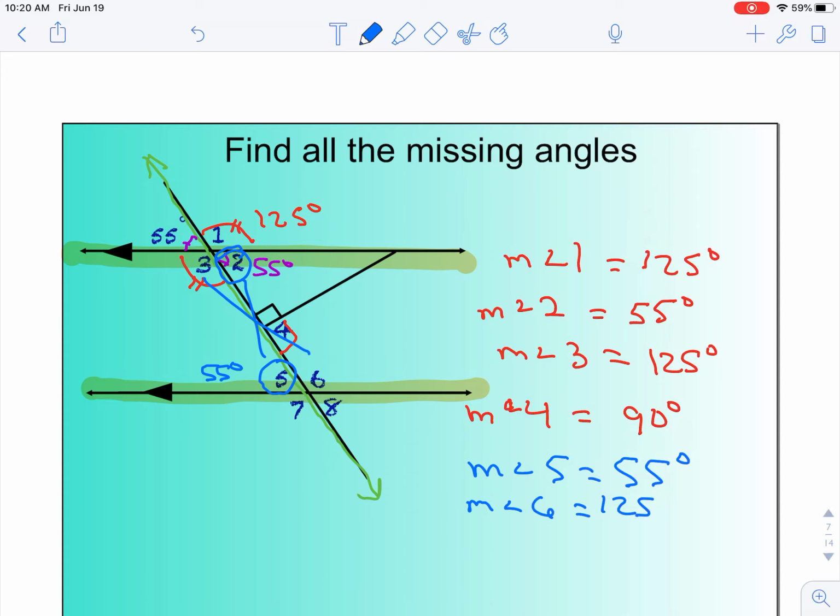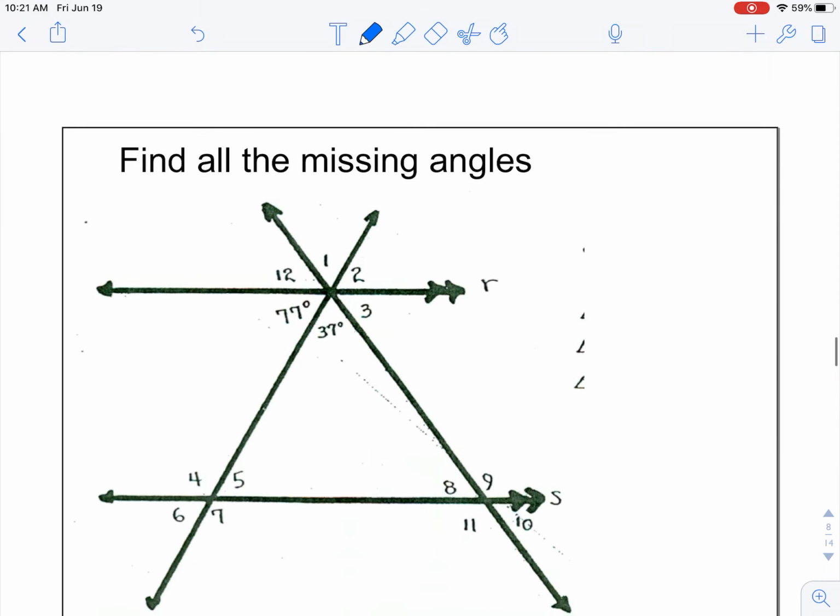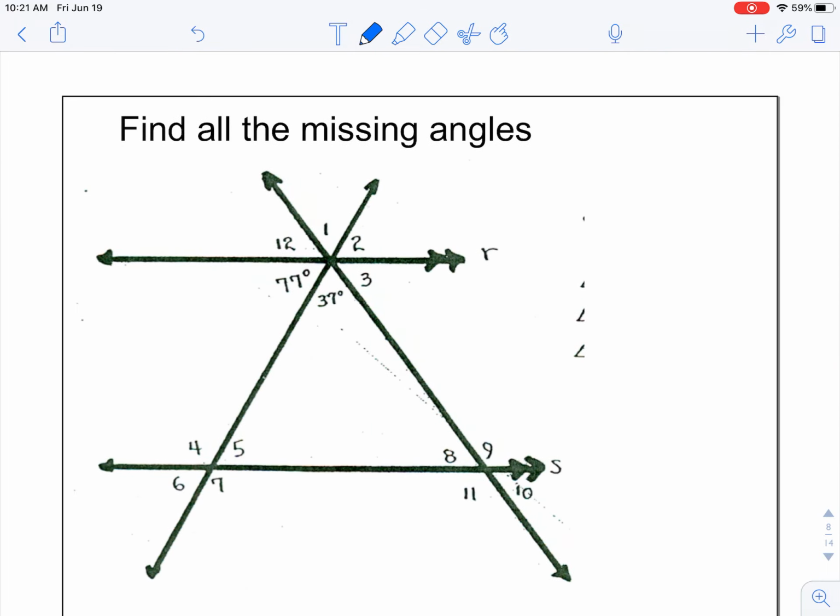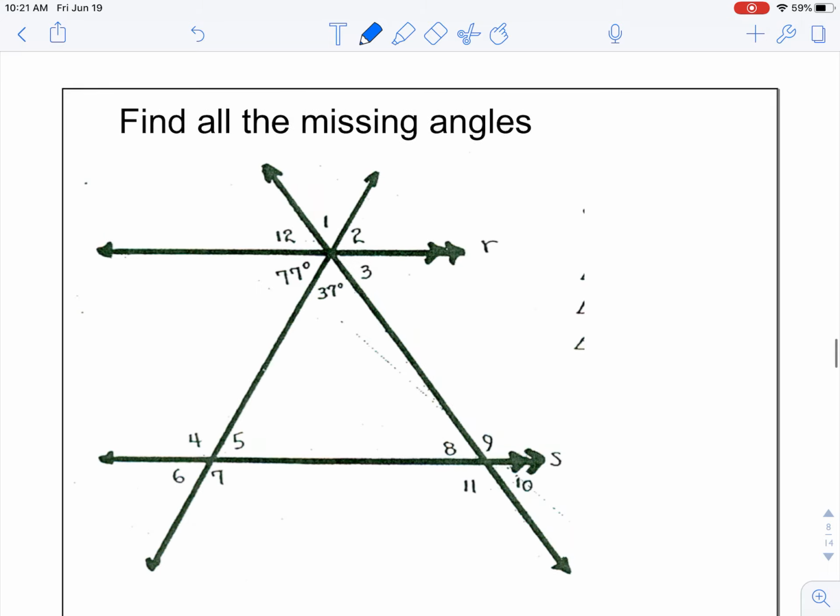So now we again have the angle 6 is 125 degrees, and angle 7 is 125 degrees, and angle 8 equals 55 degrees. So it turns out in this picture there are 8 angles, well 9 if we count 4, and we have only 2 measures. Kind of interesting. So we're going to get more challenging questions as we go through this.